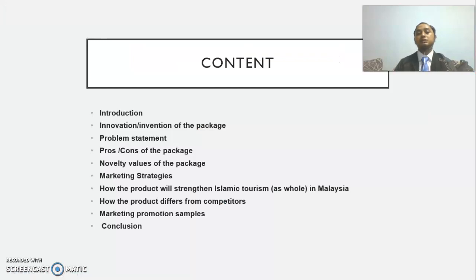Okay, this is our table of contents. Firstly is introduction, then introduction of the project, innovation of the package, problem statement, pros and cons of the package, novelty values of the package, marketing strategies, then how the product will strengthen Islamic tourism as a whole in Asia, then how the product differs from competitors, and also marketing and promotion samples, and lastly conclusion.